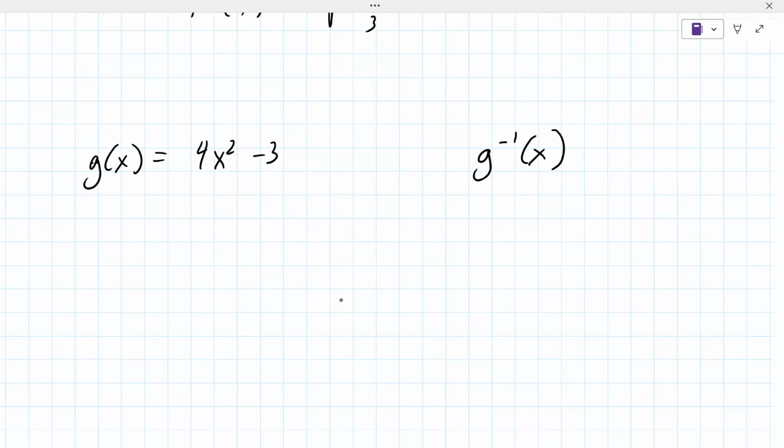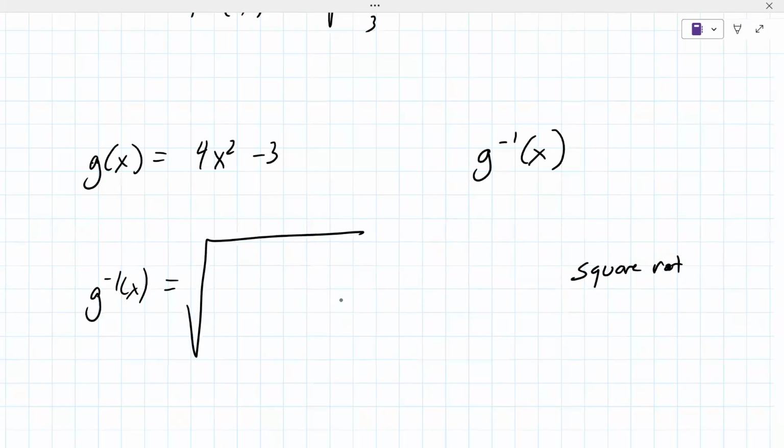So the inverse of g of x is the, what's the root thing called again? Square root. Square root, yeah. Square root and then x plus 3 over 4. You got it. Good. Okay, very good.